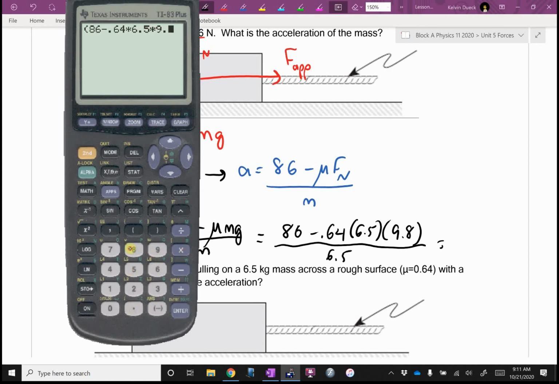6.5. Hey, how come you're not doing these in your head? This is about the level of difficulty where I run into roadblocks. Did you get 6.958? That? 6.96 units. It's an acceleration.